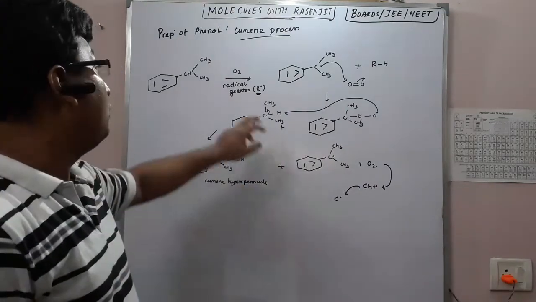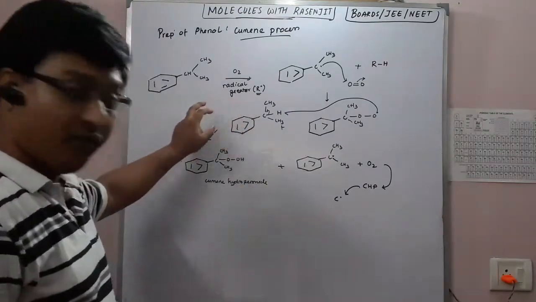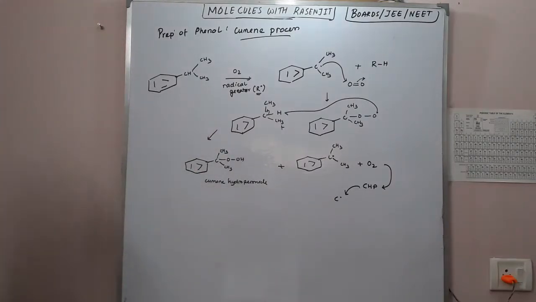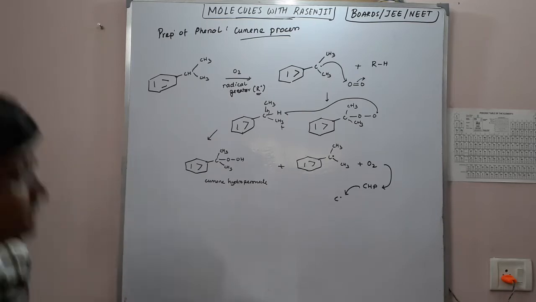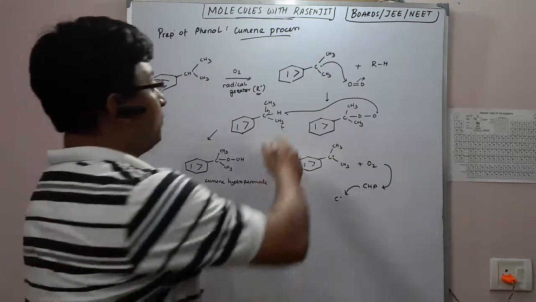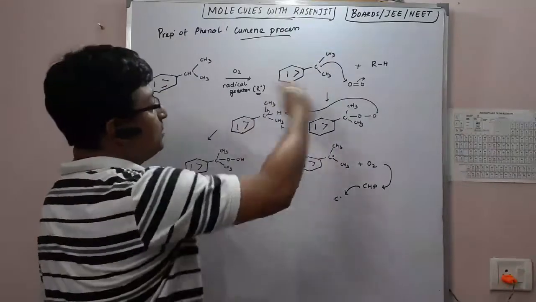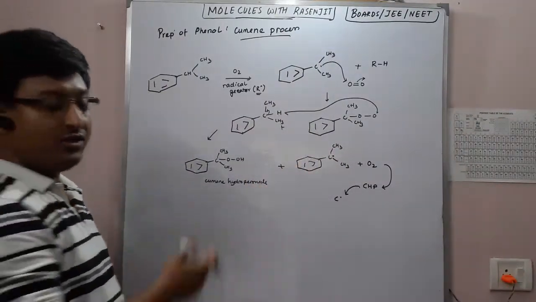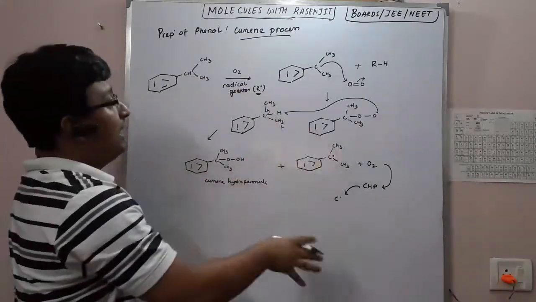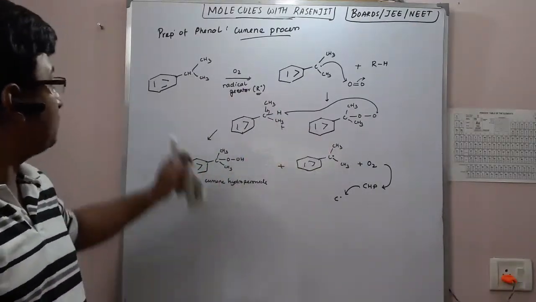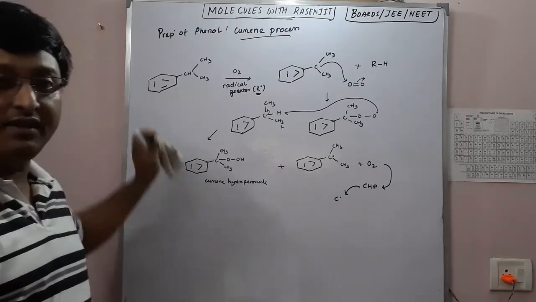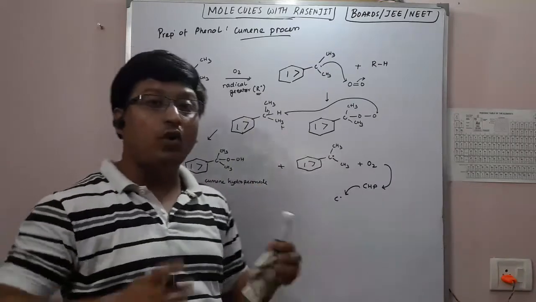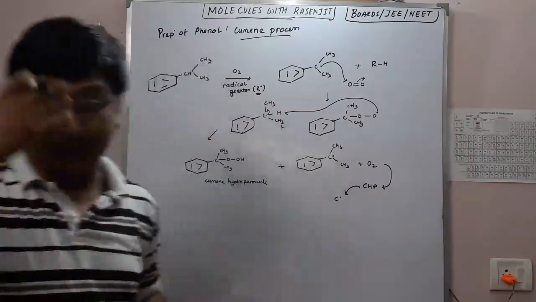But initially, to generate the radicals, we require a radical generator in this reaction. Now when this radical generator generates the radical, then in presence of oxygen, this chain proceeds through one by one each step. And finally, at the end of the reaction, all the cumene present in the reaction is consumed.